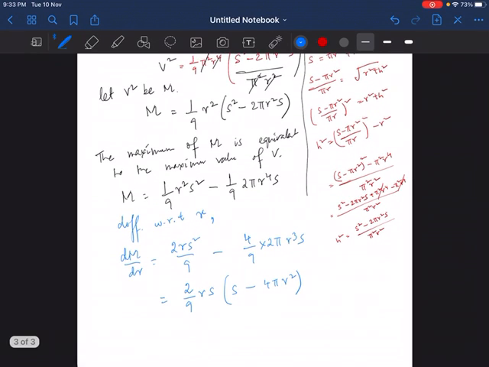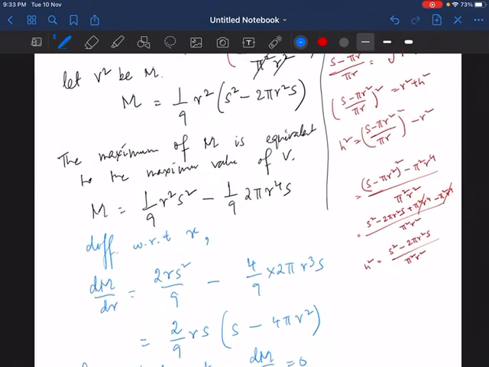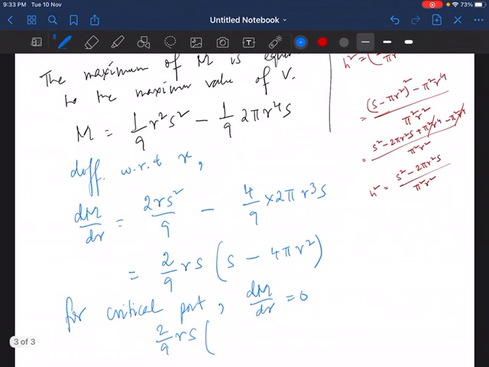This is dm by dr. Now we have to find what? We need to maximize this one. So let us find the critical point. For the critical point, dm by dr is equal to 0. So what we have is 2 by 9 r s times s minus 4 pi r square is equal to 0. This is what we have, right?